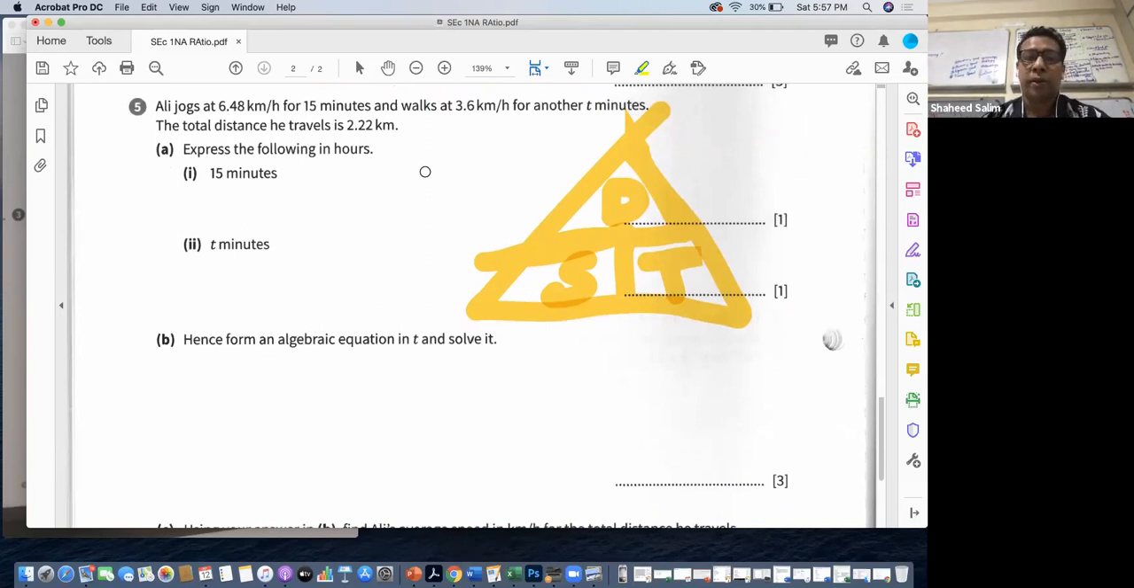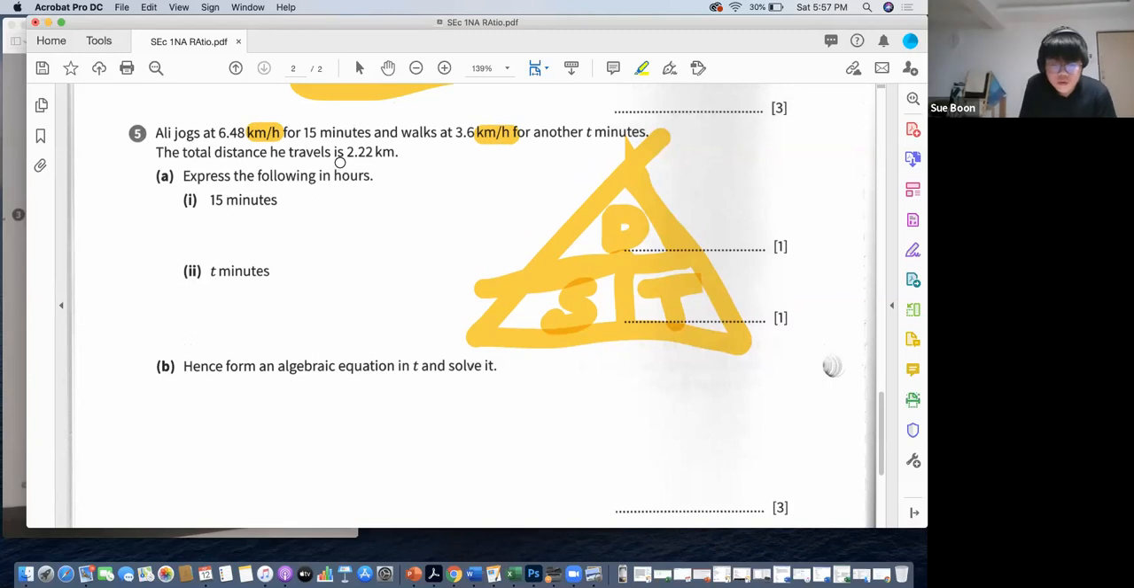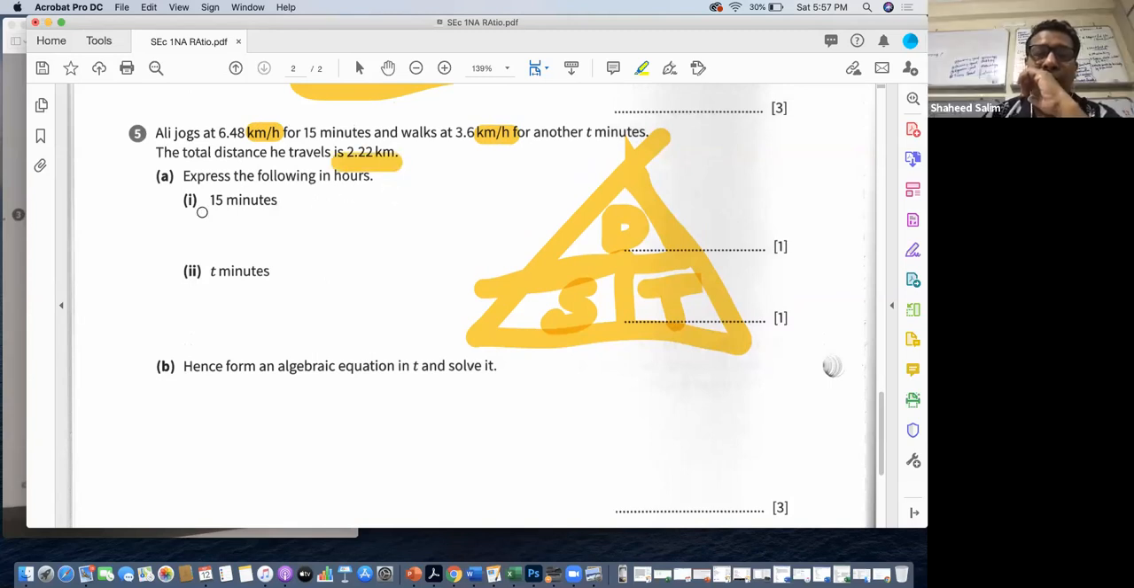Okay, you try this one now. Ali jogs 6.48 kilometers for 15 minutes and walks 3.6 kilometers per hour. Notice the units are different. Be careful. Total distance is 2.22, expressed in hours. What is 15 minutes in hours?